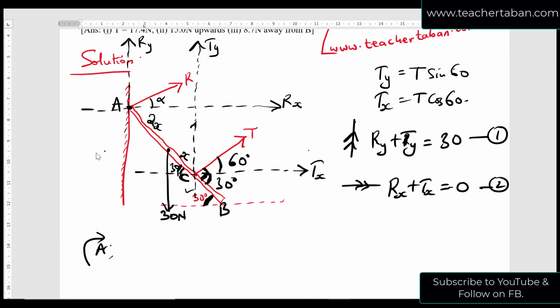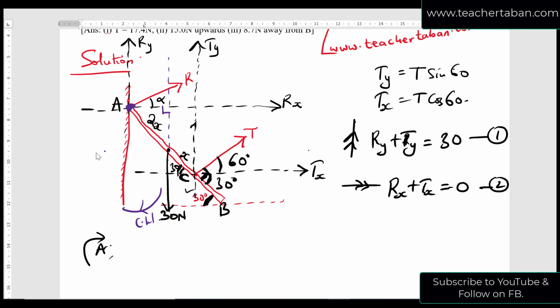So, at point A, if I take this direction here for the weight, this is the angle 90 degrees, meaning that the 30 degrees about point A will be clockwise. Ry, Rx, and then R are all passing through A, so the distance is 0, meaning that they don't have any moment about point A.